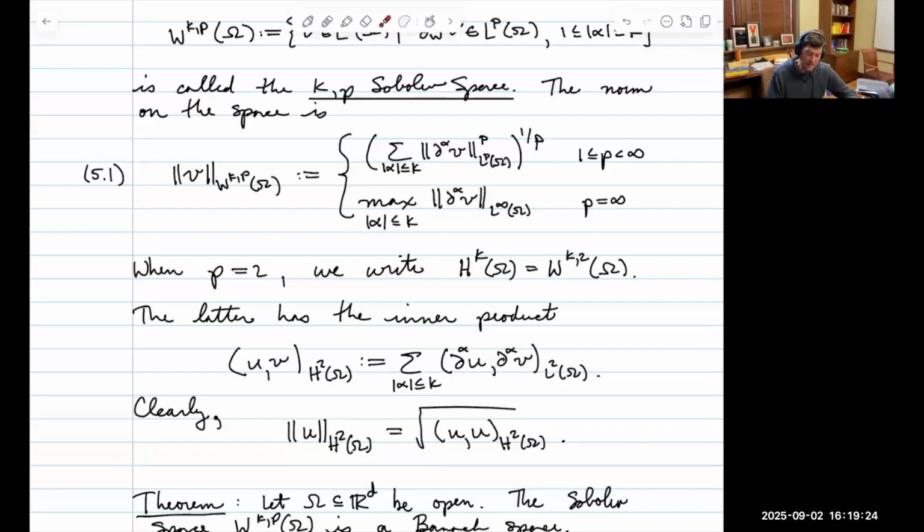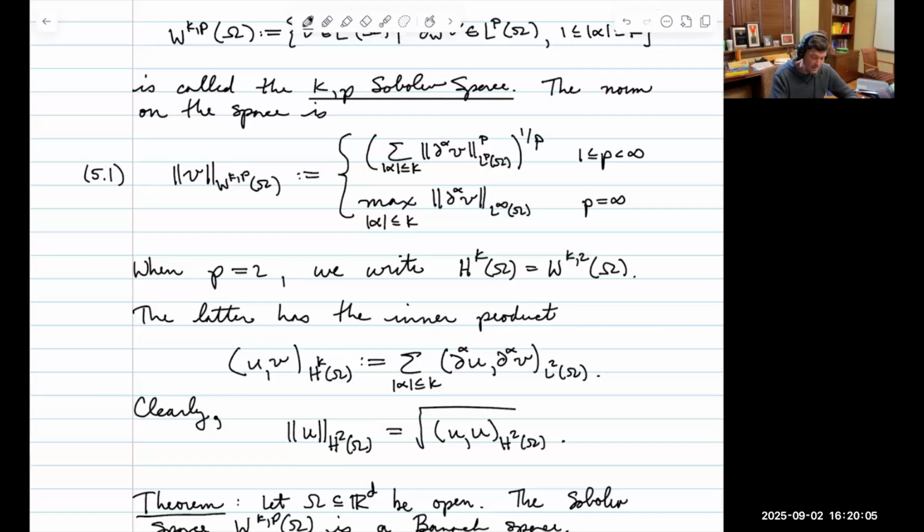So in that case, we write, instead of W^{k,2}, we're going to write H^k because these are what are called the Hilbertian Sobolev spaces. This is the case where p is equal to 2. This latter space has an inner product associated to it, which gives rise to this norm. So that would be the case where this p is equal to 2 and this p is equal to 2, so this would be the square root. So the inner product in that case, the so-called inner product on H^k, this is an error here, it should be H^k.